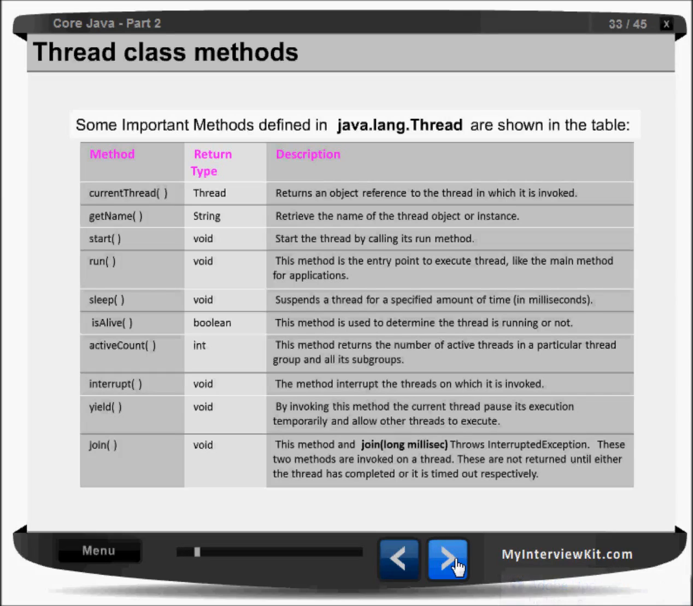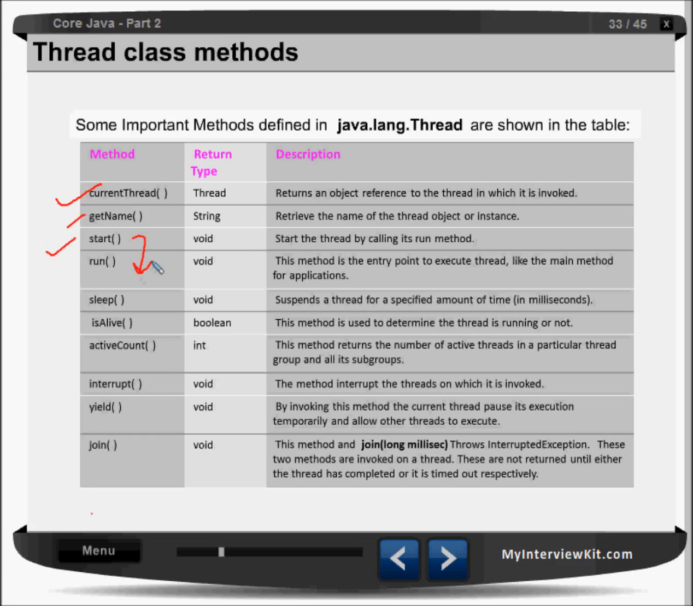These are very important methods for the thread. So we talk about the current thread. This will help you get the current thread. Whatever the current thread we are having, it will return the thread. Now getName will give the name of the thread. Start will help you to start the thread by calling the run method, right?